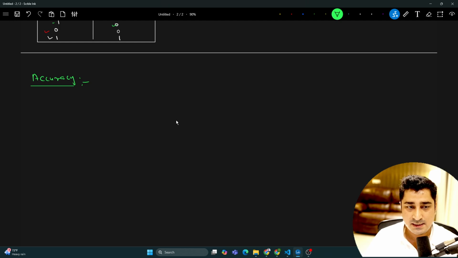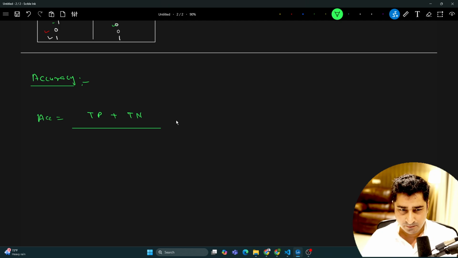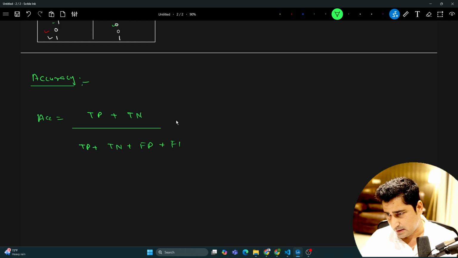The formula for accuracy is basically true positive plus true negative divided by true positive plus true negative plus false positive plus false negative. So this is basically going to give you the accuracy of a model.